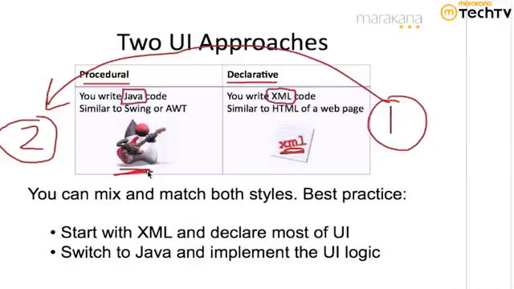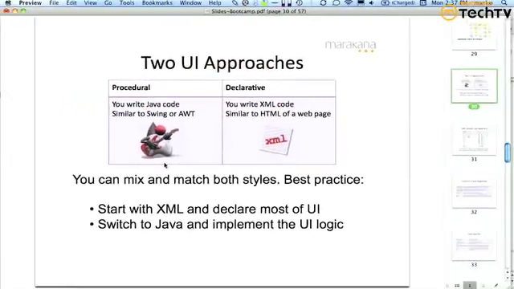So you go as far as you can in XML, then you switch over to Java. Java is for action, and XML is for description, look and feel. Exactly. Cool. Okay.